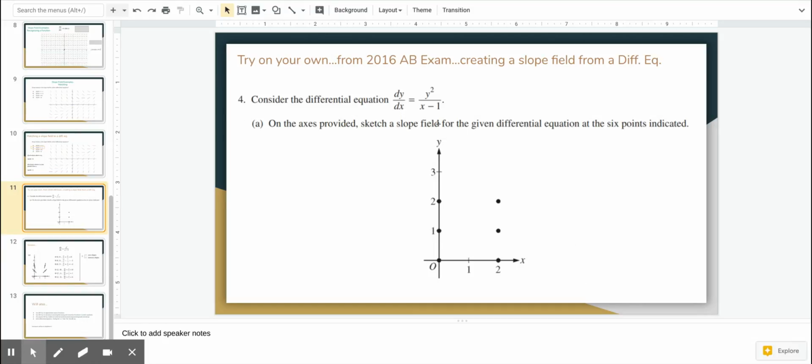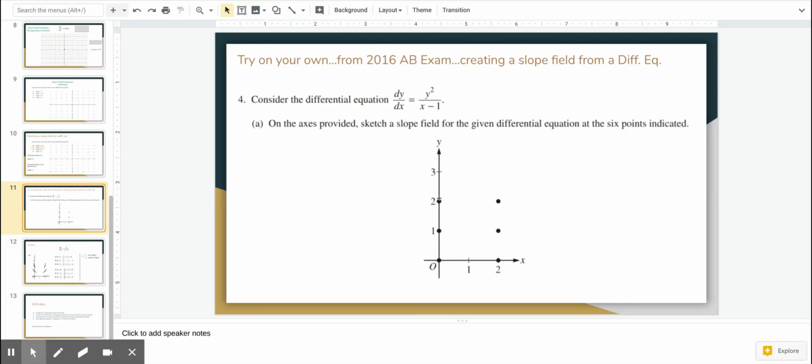So all we have to do is just sketch the slope field. All you're going to do is go through every individual point that you're given. So there's 6 of them: (0, 2), (0, 1), (0, 0), (2, 2), (2, 1), and (2, 0). For each one of those individually, you're going to be plugging the x, y coordinate into this differential equation.